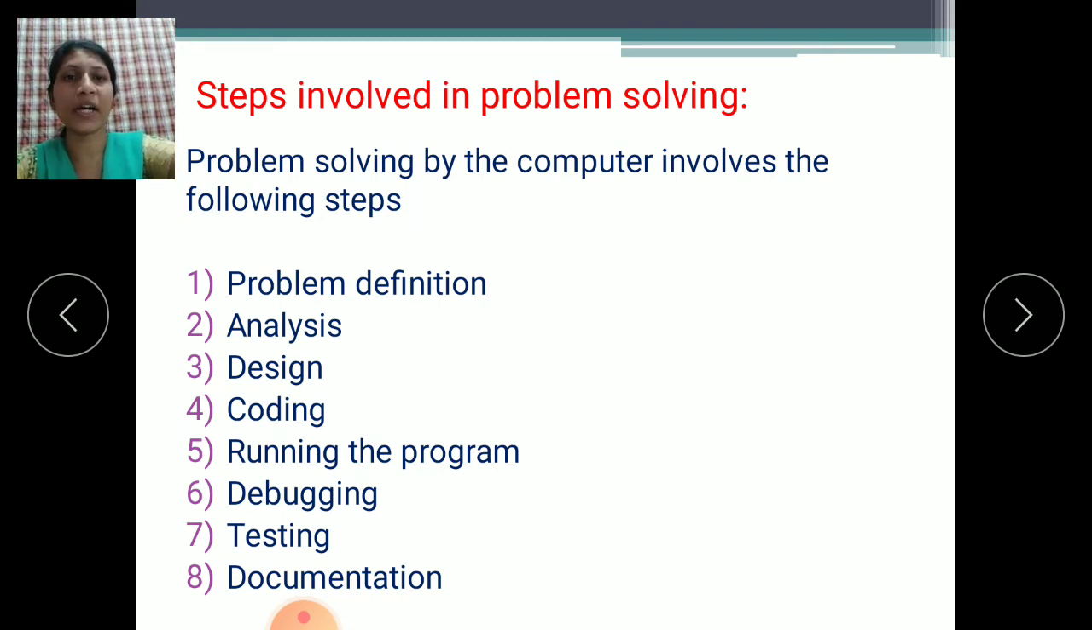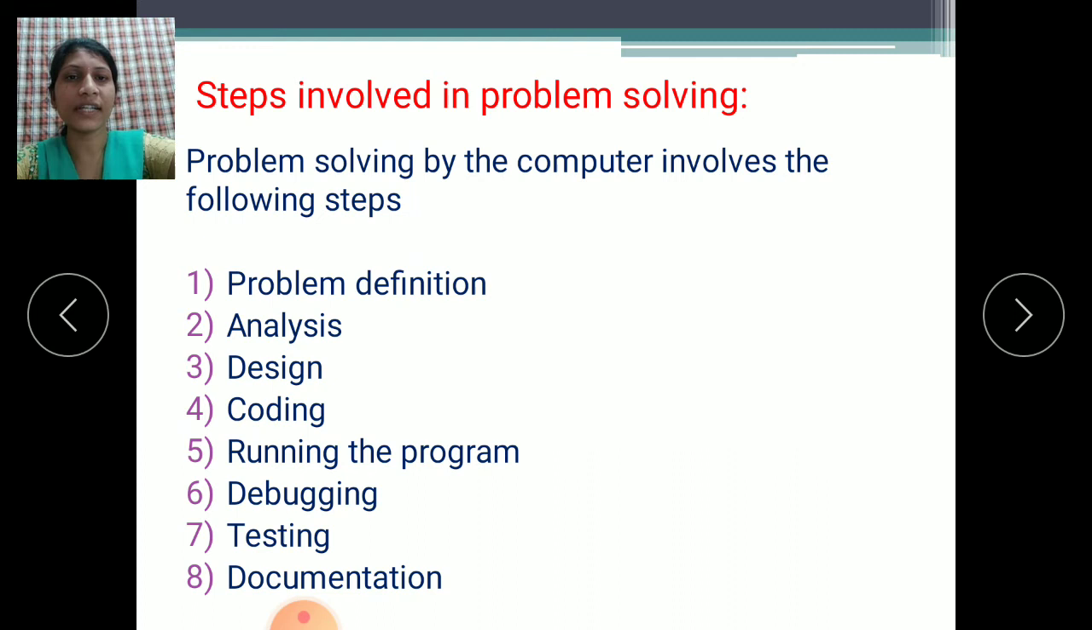Then next one is debugging. What is the meaning of the word debugging? Debugging means detecting or finding the errors and correcting those errors. If you run your code on the computer, it will find the mistakes. That is called finding or detecting the errors, and correcting them is called debugging. The process of finding and correcting the errors in the program is called debugging. Generally, there are three types of errors: syntax error, logical error, and runtime error. We will discuss later in detail.